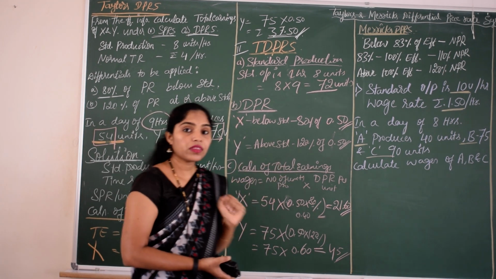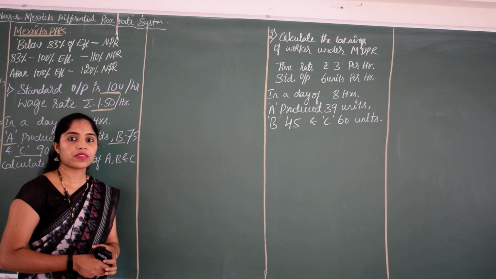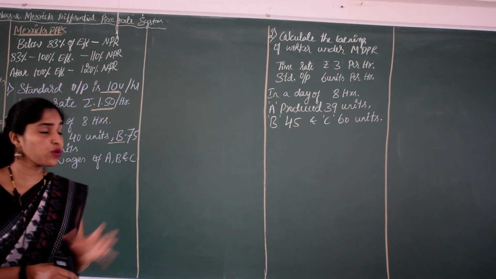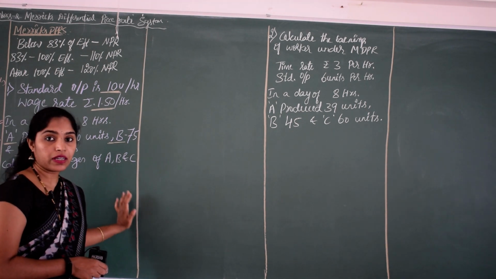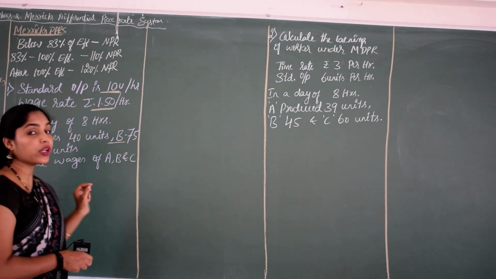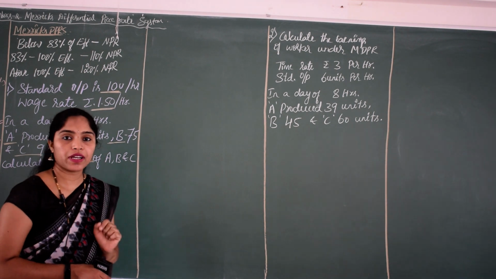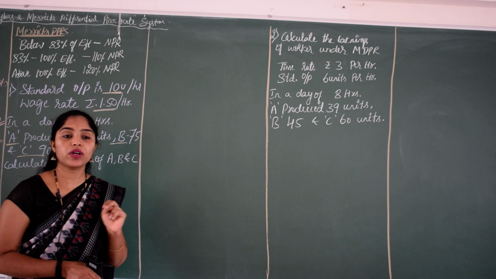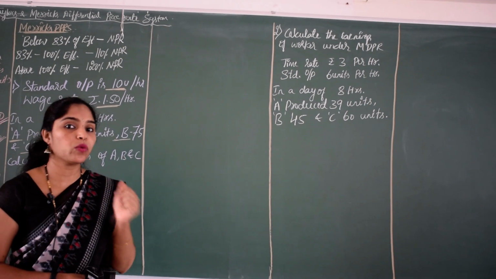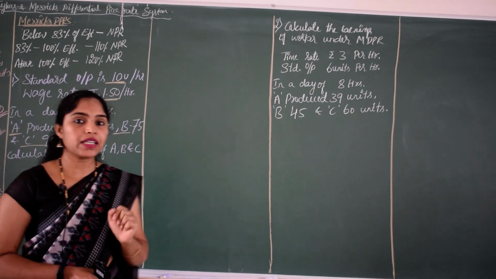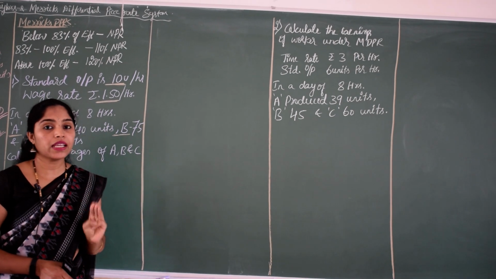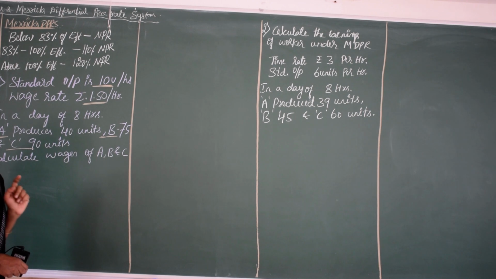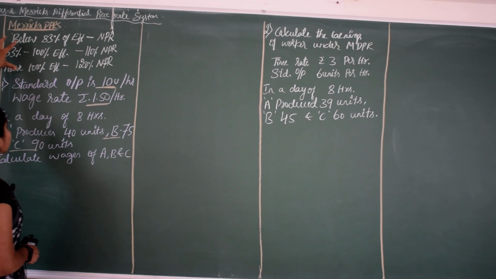Okay. Now next we have merit differential piece rate system. So far we discussed Taylor differential piece rate system. Now we have one more important method called merit differential piece rate system. So Taylor has given two criteria, 80% of the piece rate and 120% of the piece rate. Similarly, Merit has given three criteria. So let us see what those criteria are.